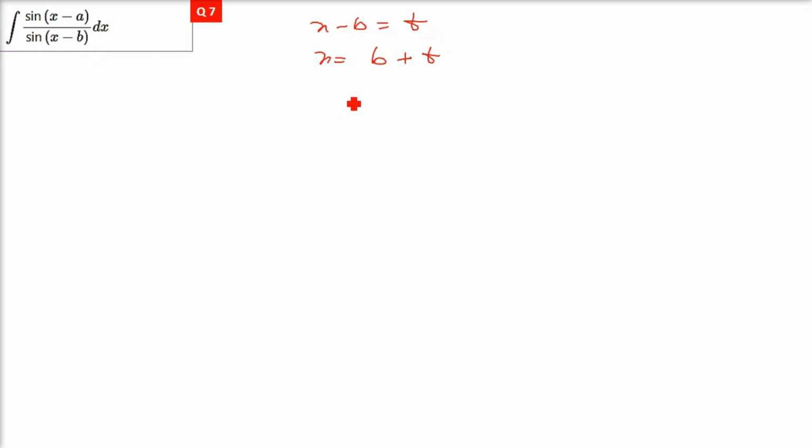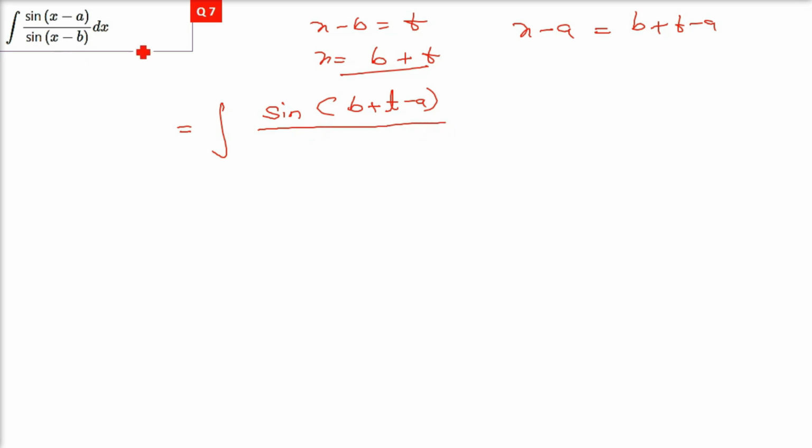Now we need to differentiate both the sides. So 90% of the time this denominator is taken as t, some part of the denominator or the whole denominator. But 10% of the time the things may change. So this x minus a in the numerator will become what? It's actually x is b plus t. So b plus t minus a, which is b minus a plus t. So you can call it b minus a plus t or b plus t minus a. Denominator is what? Sin x minus b. So x minus b you can take as t, sin t.